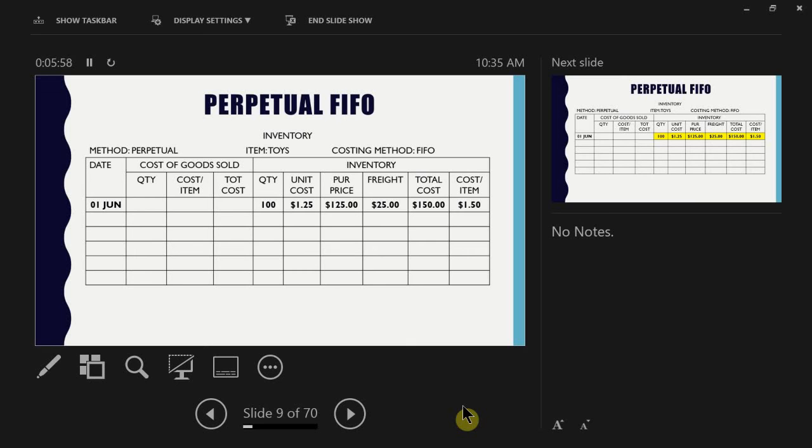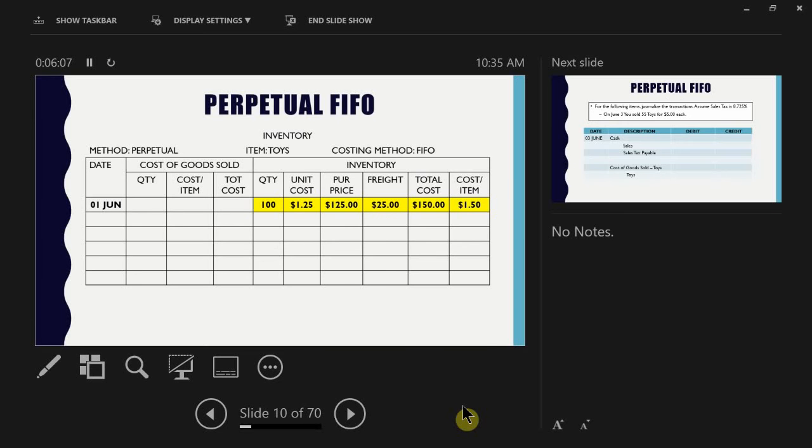All right. And for this class, I'm going to go ahead and use colors so we can keep track of where everything is. So I'm going to make this yellow. Okay, so that's my very first batch that I've purchased.